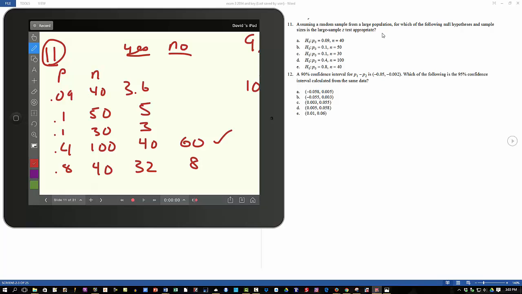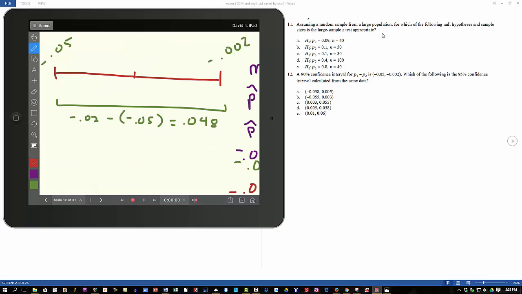And let me go on here where I've got all of that. In the red here I have just from minus 0.05, that's the lower limit, up to minus 0.002, that's the upper limit. Then I subtract the upper limit minus 0.02 minus the lower limit to get now my margin of error is 0.048.